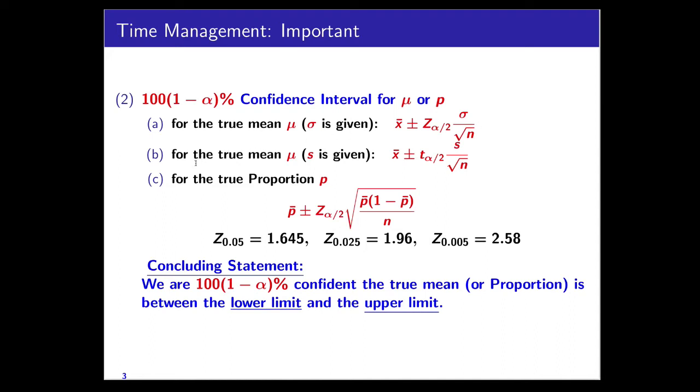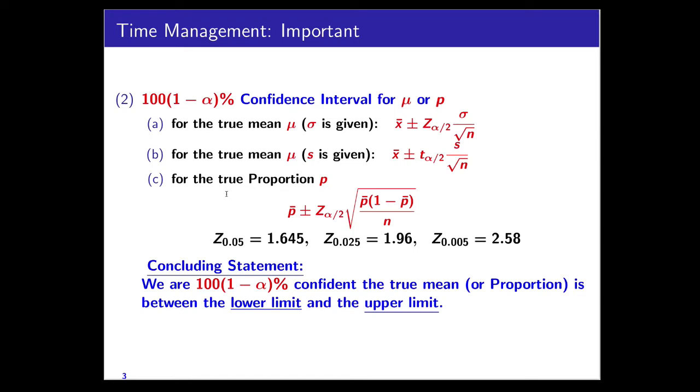Case number 2, for the true mean mu, S is given. S is the standard deviation from the sample. Then the formula for computing the confidence interval will be the point estimate X bar plus or minus t sub alpha over 2 times S over square root of n. Of course, this t sub alpha over 2 is the critical value with n minus 1 degrees of freedom.